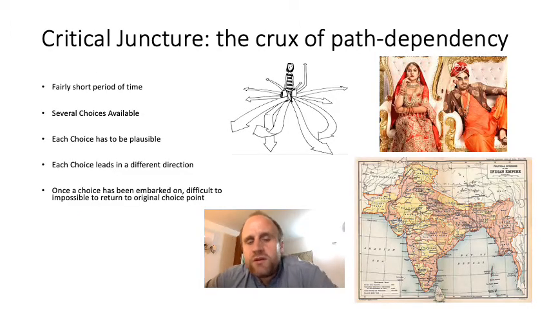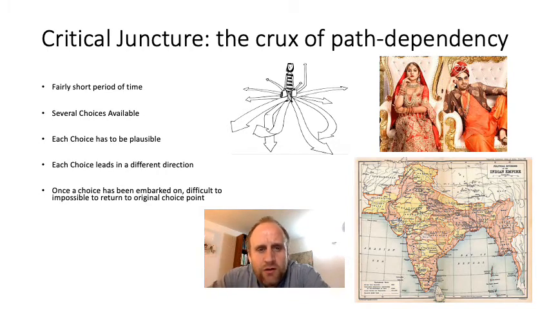So the most important element of the path-dependent process is the critical juncture. It's not the first. You've got antecedent conditions first, but I'll talk about that next. The most important and the defining aspect of path dependency is the critical juncture. So what is a critical juncture? Well, to begin with, it's a fairly short, circumscribed period of time.